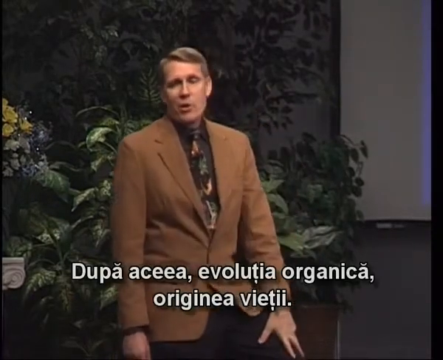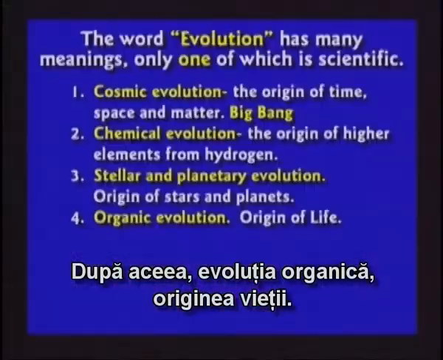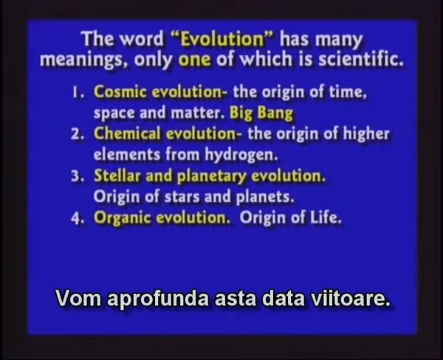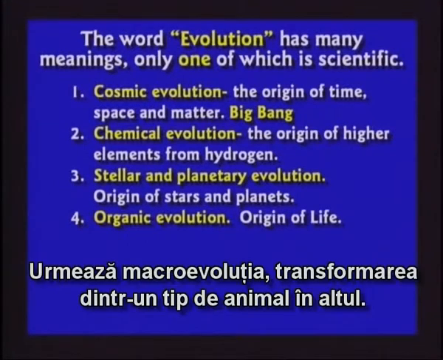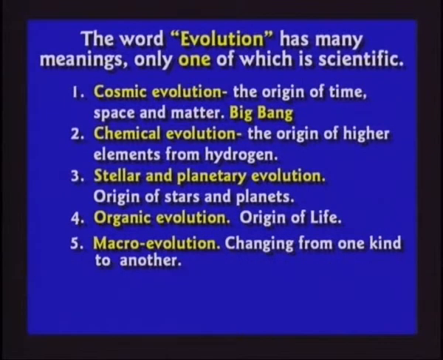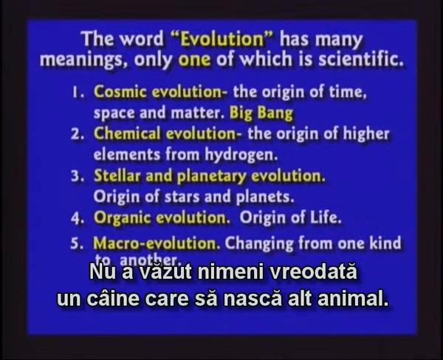Then we'd have to have what we call organic evolution, the origin of life. Nobody has a clue how life can get started from non-living material. We'll cover more on that in the next session, about the origin of life. Next, to have what's called macroevolution, changing from one kind of animal into another. Nobody's ever seen a dog produce a non-dog.